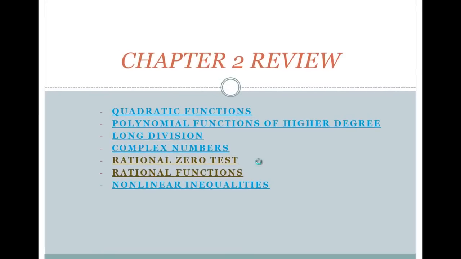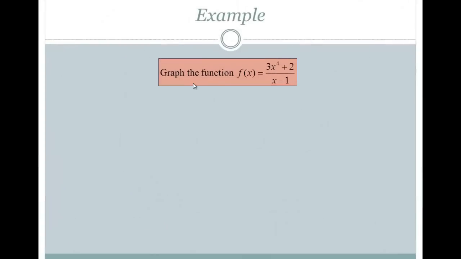Basically all we're going to do is a couple examples and hopefully put everything into place for you guys. So let's get started. Let's look at graphing this function right here, 3x to the fourth plus 2 over x minus 1. Let's go through the steps we need to do in order to graph this function. First and foremost, we're interested in the domain.